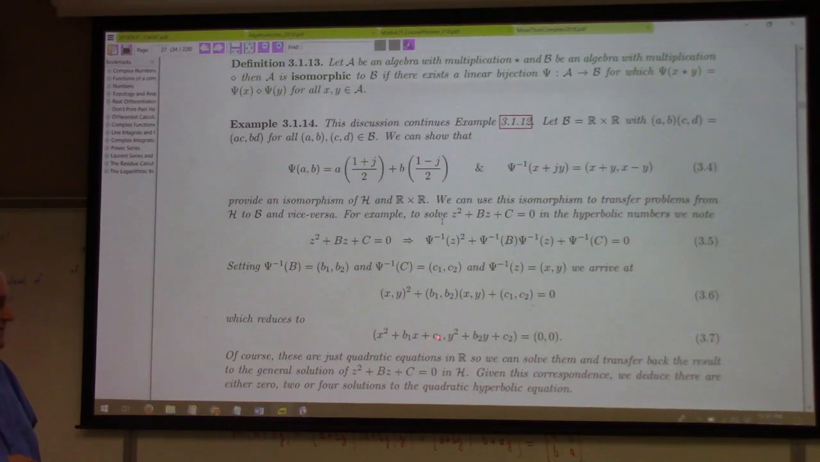And I think all of you can solve this one component at a time, right? That's just a real quadratic equation, comma, a real quadratic equation. The solutions are given either to be none, just 1 because it's a repeated root, or 2, right? So if you do the counting, that means that the quadratic equation in the hyperbolic numbers has either 0, 2, or 4 solutions.